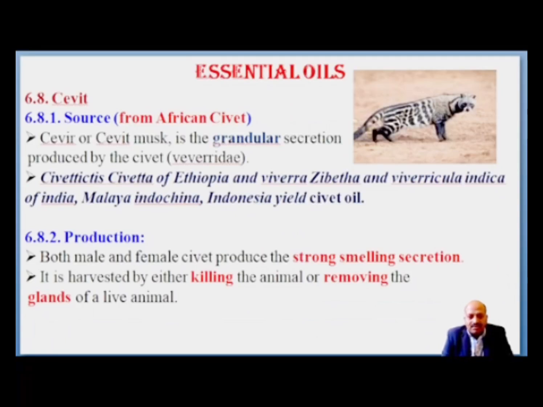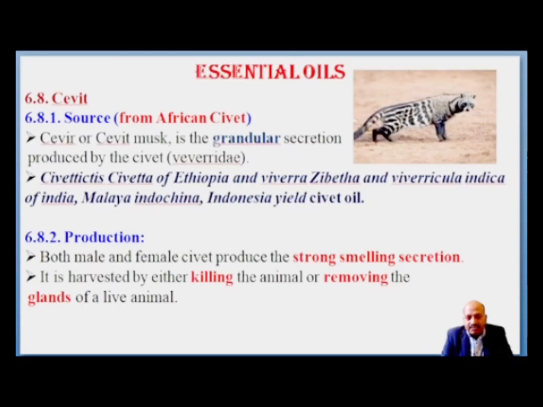Coming to the civet oil, you can see the picture. On the right side there is a picture of an animal, that is the civet animal. That is the African civet, we can say. Civet or civet musk is the granular secretion produced by the Viverridae. We can see the animal, the African civet.